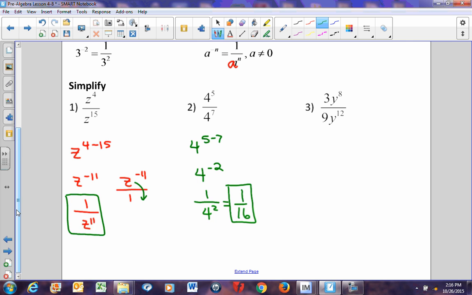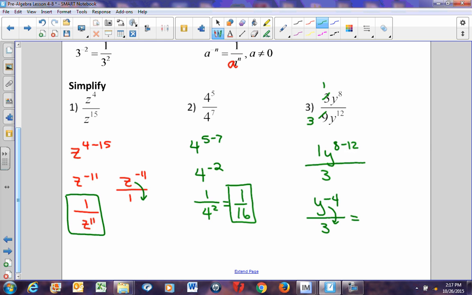Number 3 here, if I have 3y to the 8th over 9y to the 12th, well, 3 goes into itself once, it goes into 9 3 times. So I have 1 y to the 8 minus 12 all over 3. So that becomes y to the negative 4 over 3, but we can't have that negative be in the numerator because we want to make all the exponents positive, so we need to move this down here.